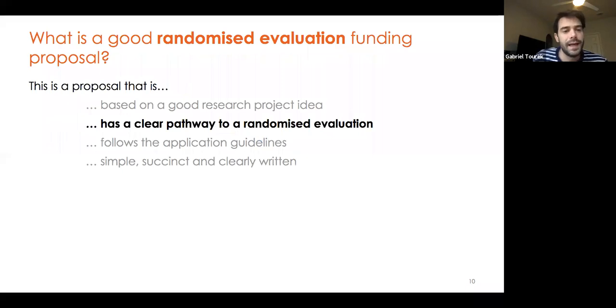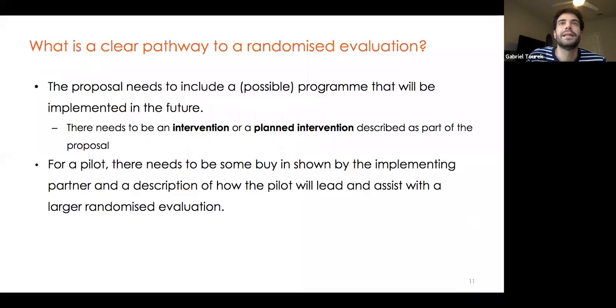Okay, so the next topic here is talking in more detail about this pathway to a randomized evaluation. And here we're looking for projects that could be developed into a larger intervention in the future, a larger RCT design in the future. So what this means in practice is there needs to be an intervention or a program or a planned intervention that's described as part of the proposal.